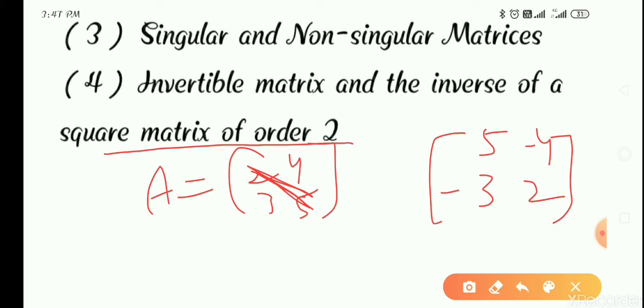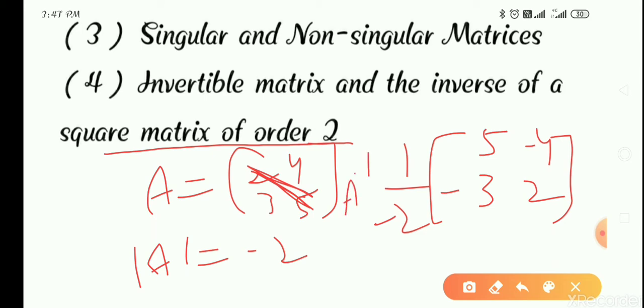This will be adjoint A for a square matrix of order 2. And divide this by determinant A. Determinant A was coming -2. So this will be the inverse of matrix A, A inverse. So like this you can find the inverse of a square matrix of order 2.